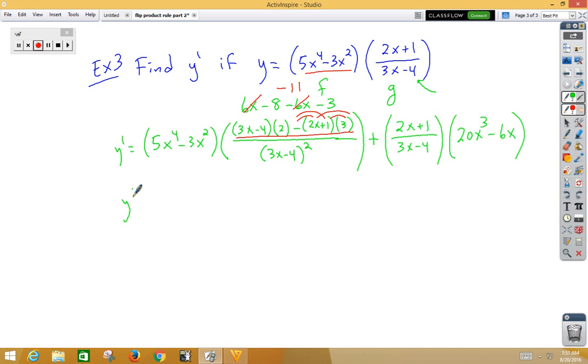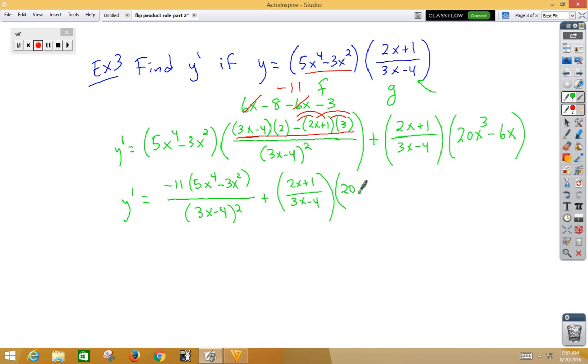So I would go y prime is equal to negative 11, 5x to the 4th minus 3x squared, over 3x minus 4 squared, plus, and I would probably just leave the second one alone unless it was multiple choice and they clearly did something different. So my final answer for a free response would look something like that.